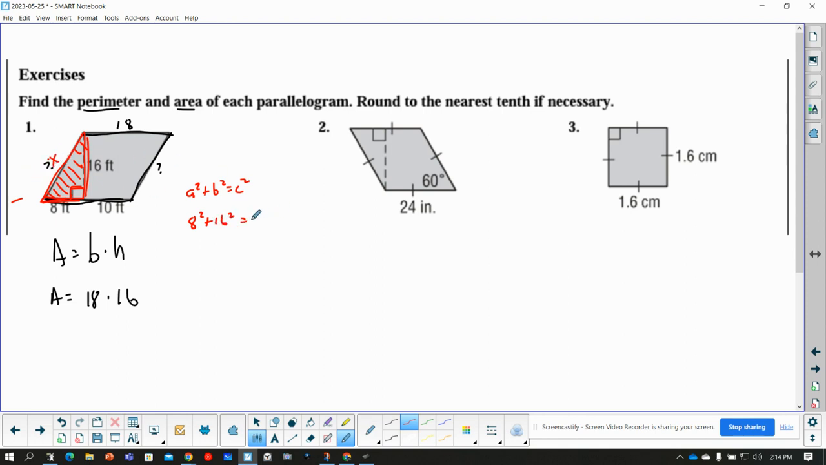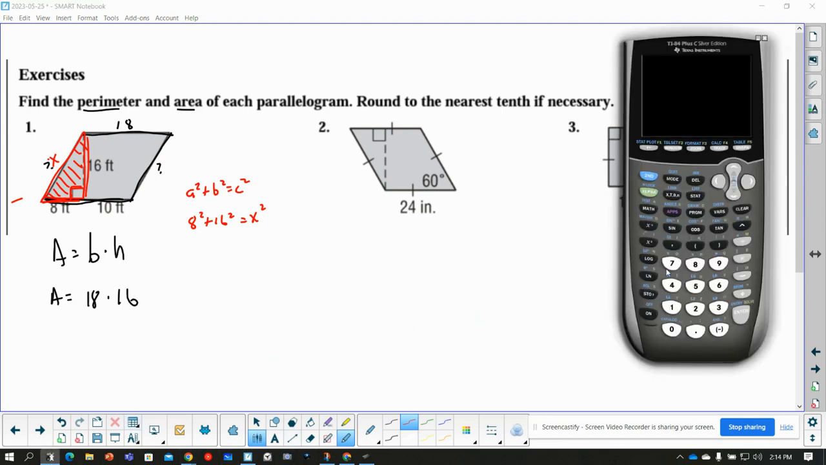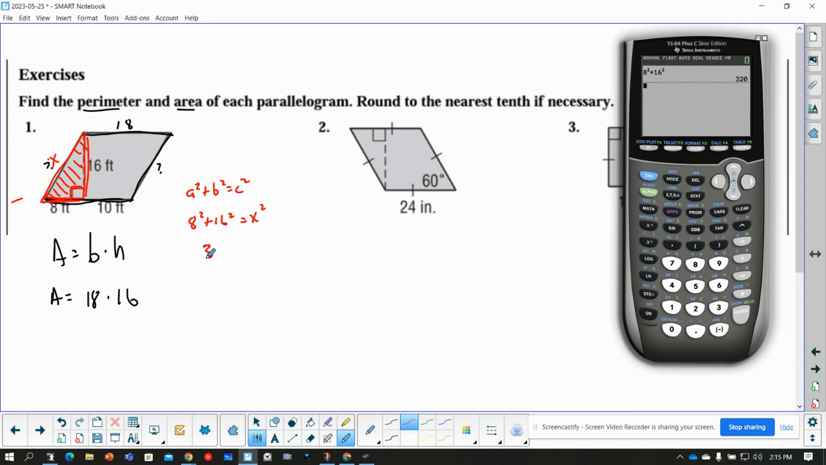I'm going to put an x right there, x squared. I could have left it as c squared if I wanted, but I'll put an x. 8 squared plus 16 squared. Grab my calculator here and turn it on. Clear. So 8 squared plus 16 squared is 320.